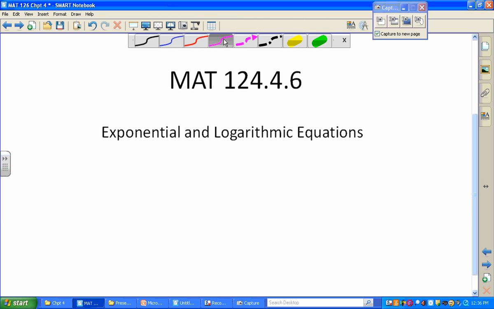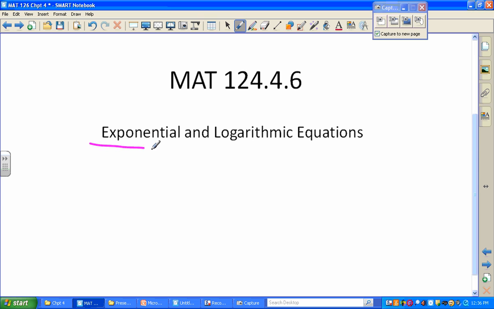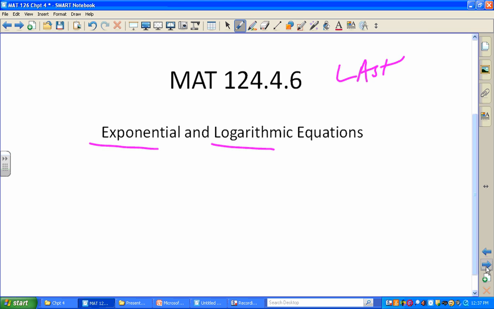All right. So exponential and logarithmic functions. This is the last section. This is obviously going to be a lot of fun because I have 1, 2, 3, 4, 5, 6, 7 windows open. So I like to have more windows open. All right.